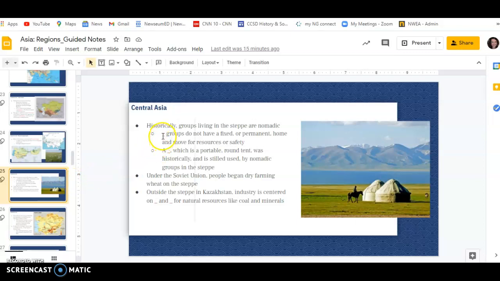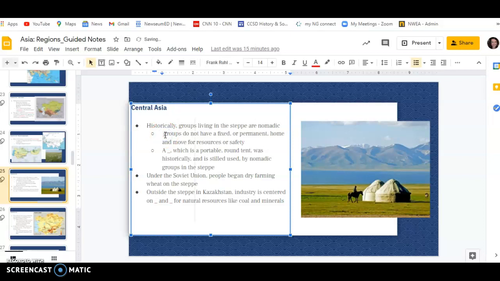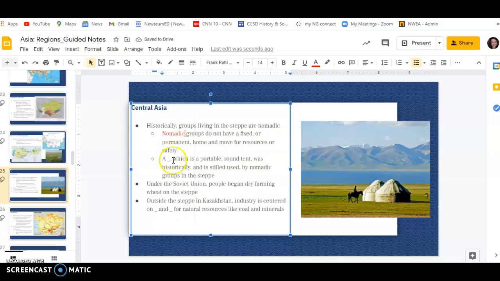Historically, groups living in the steppe are nomadic. When we talk about nomadic groups, and we mentioned this briefly when we talked about West Asia and the cradle of civilization, nomadic groups do not have a fixed or permanent home. They move for resources or for safety. The traditional dwelling of these nomadic groups in the steppes were called yurts. A yurt is a portable round tent. Okay, it was historically and still is used by the nomadic groups on the steppe. Right, so here's an image of what a yurt might look like.